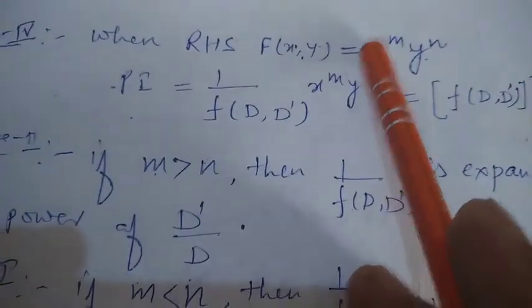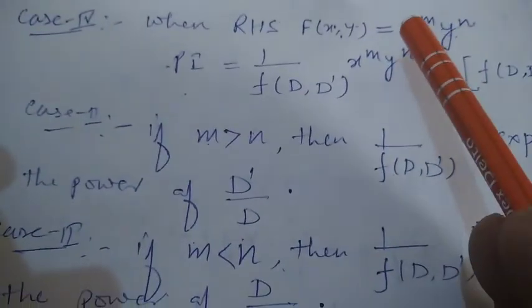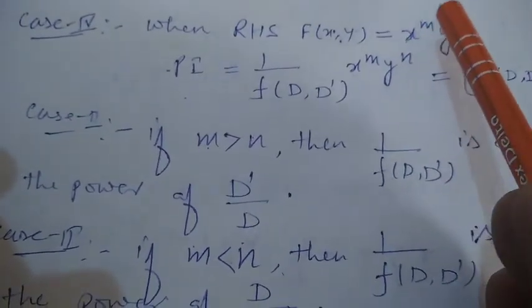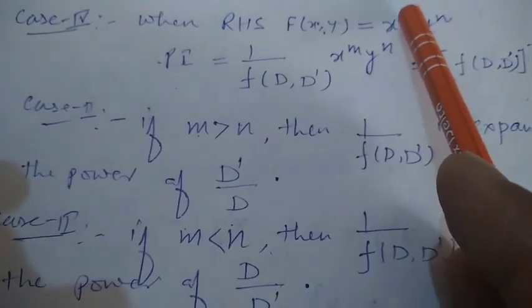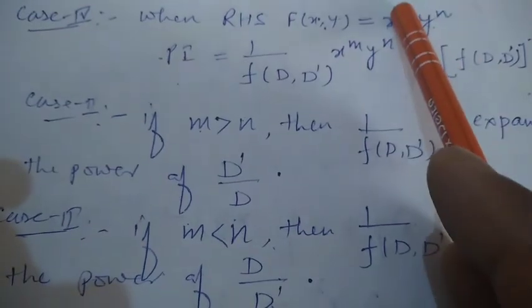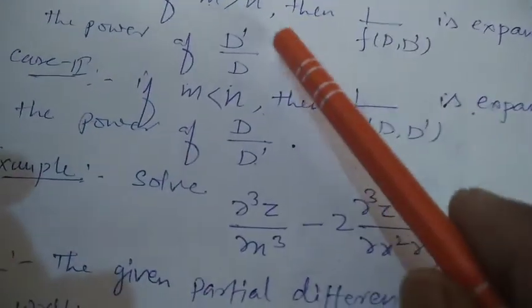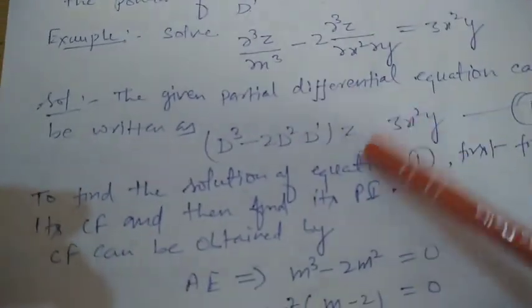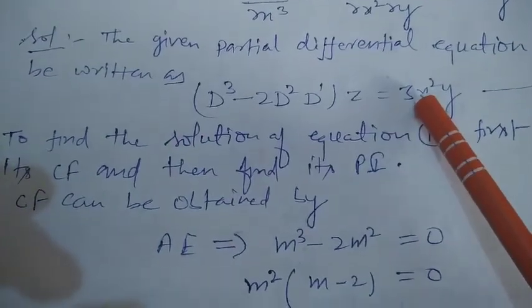So in this way, students, we can solve any problem where the right hand side is of this form, x to the power m y to the power n type. So first judge the given problem, if m is greater than n or m is less than n. If m is greater than n, apply the first case. So expand the denominator in powers of d dash upon d. By using this concept, we have done this problem where m is greater than n.